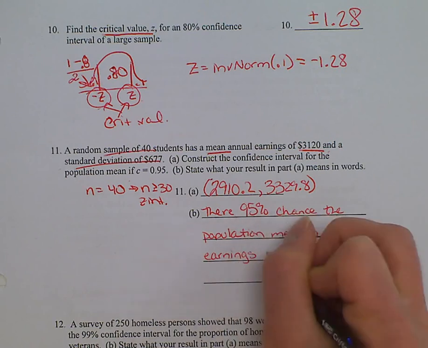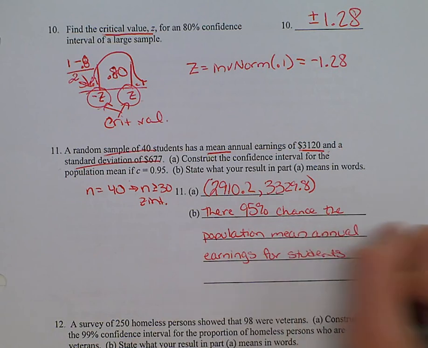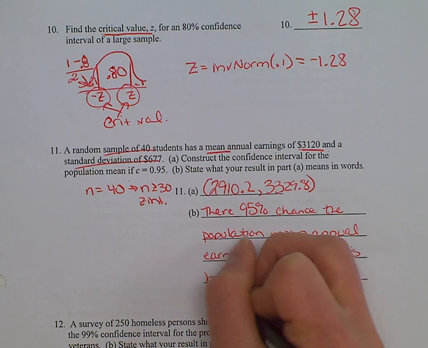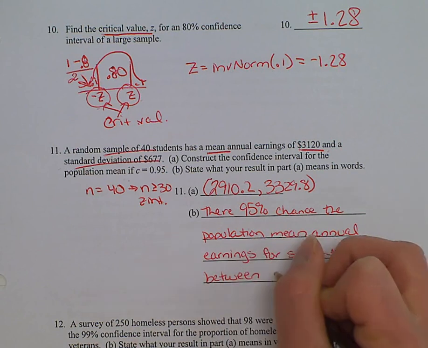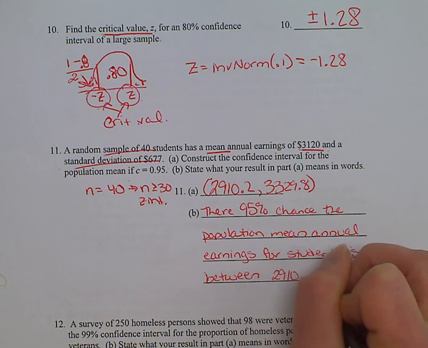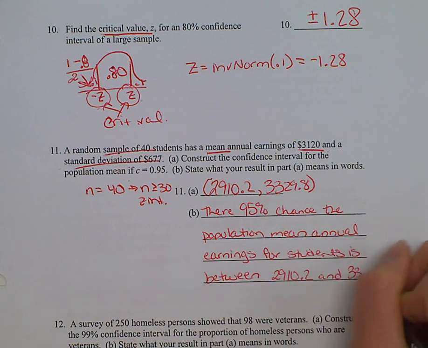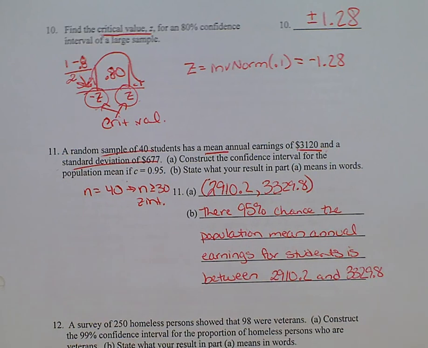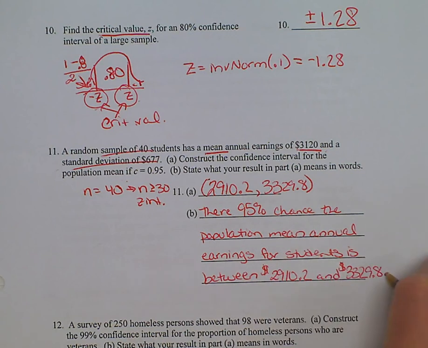for students is between $2,910.2 and $3,029.8. And we can either use the word dollars at the end, or you can go ahead and use the dollar symbol in the problem as well. Either way is fine. Okay, last one, number 12.